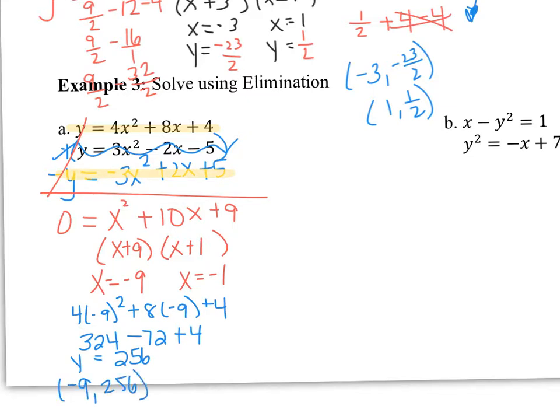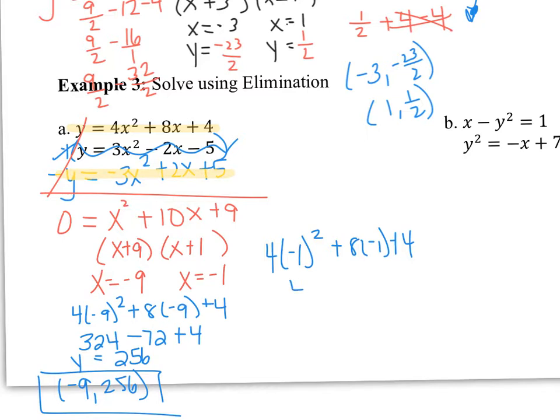So this would clearly suck if I had to graph it because that would go off my grid. And now if I plug in negative 1, I have 4 times negative 1 squared plus 8 times negative 1 plus 4. So negative 1 squared is 1, and then 4. 8 and negative 1 make negative 8, and then plus 4. So 4 and negative 8 make negative 4. Negative 4 and 4 make 0. So my other ordered pair is negative 1, 0, and I'm done.